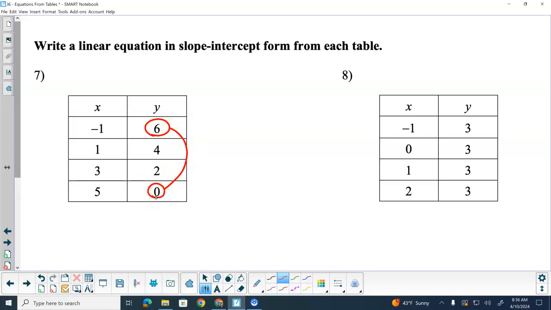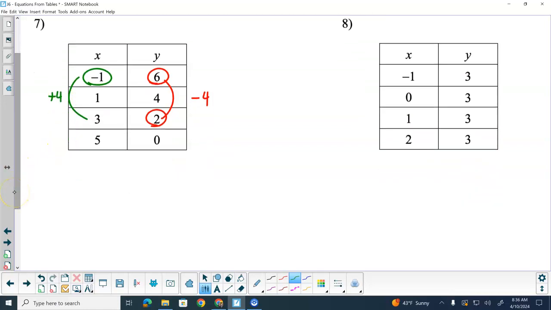What did you get for a change there? So I went from 6 to 2? Okay, that's fine. 6 to 2. What did you get for a change there? -4, I like that. To go from -1 then to +3, what did you get for a change there? +4. Like that too. So then my slope would be, which would just be -1.